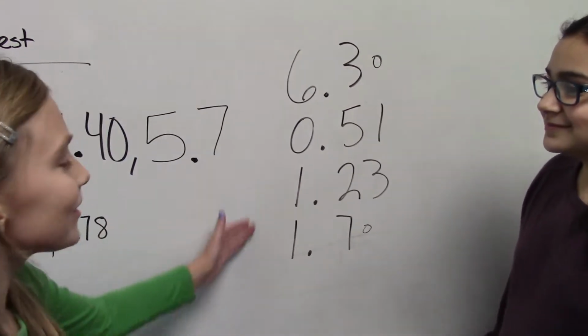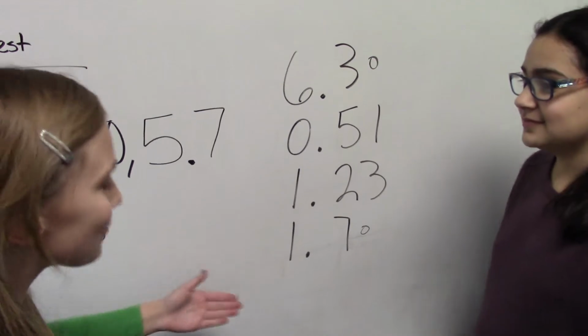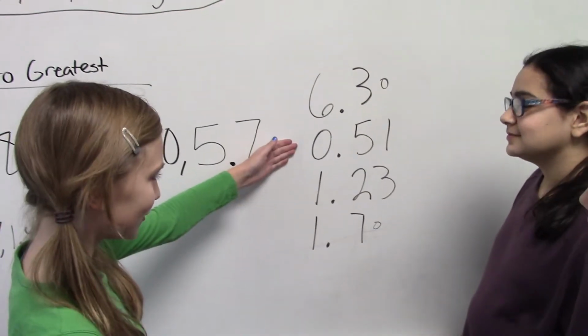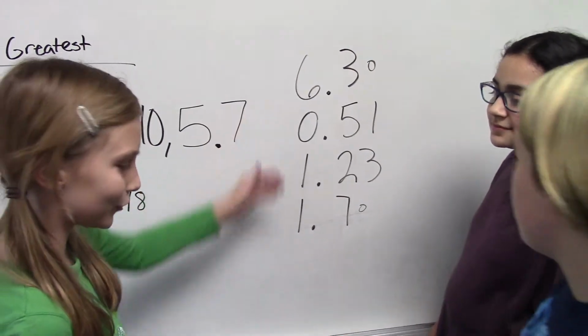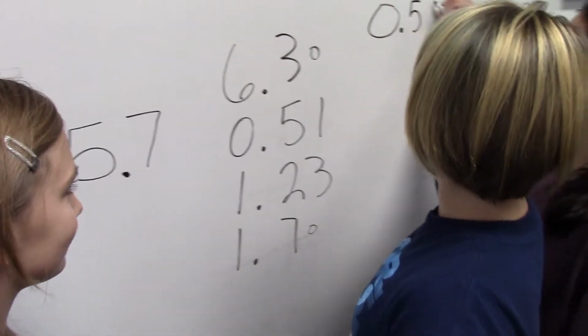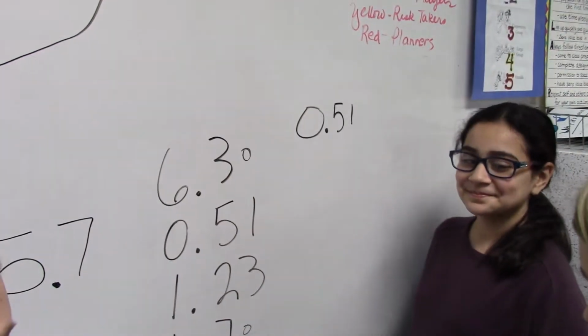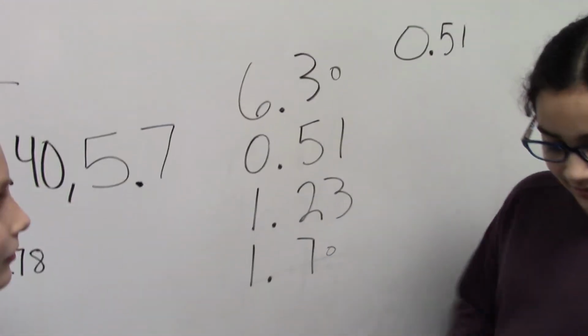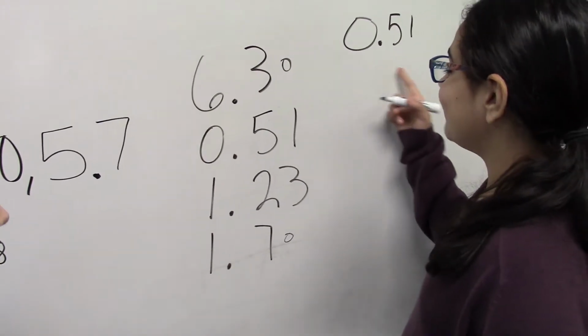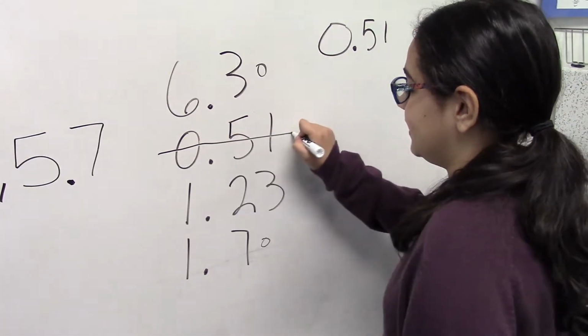What's the next thing you do? You look in the ones column to see which number is the smallest. And which one is the smallest out of the ones column? 0.51. So that's going to be your first number. You see, after you use 0.51, you cross it out.